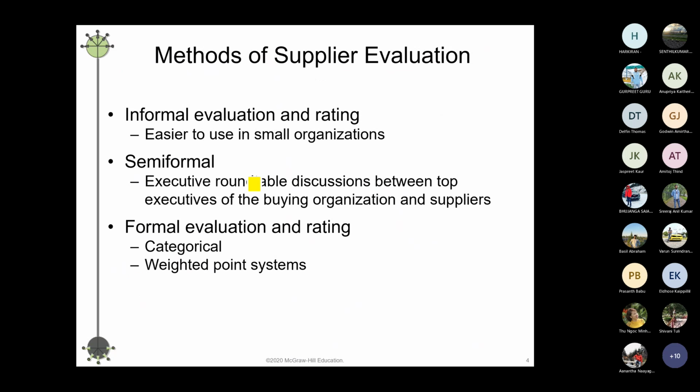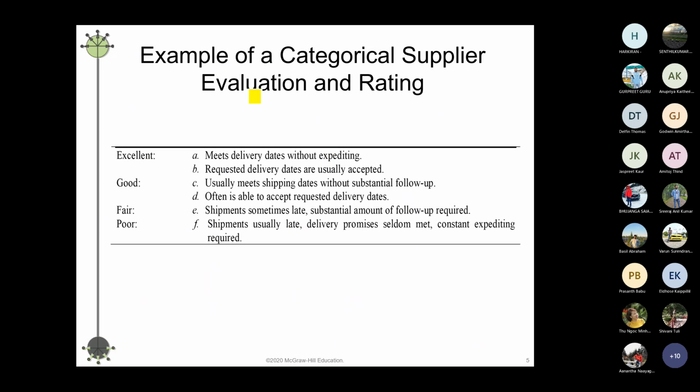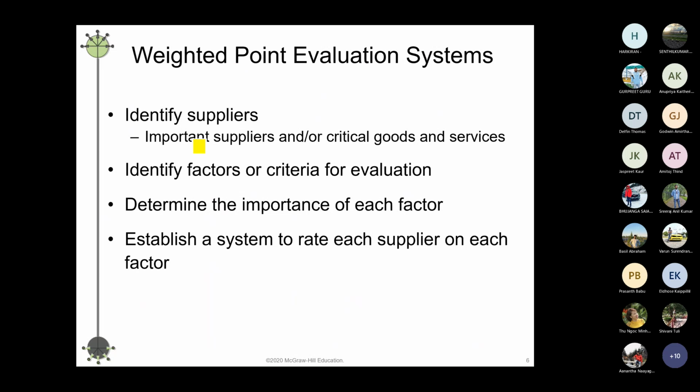So the ways that we evaluate suppliers, including informal, so in which cases we use informal, what does semi-formal mean and when we use it, and finally the formal way of evaluating and ranking suppliers. The last one, which is called formal evaluation, can be divided into 2 groups: categorical evaluation or weighted methods. What does categorical mean? We brought one example here. What does the weighted method mean? So it's also discussed here.